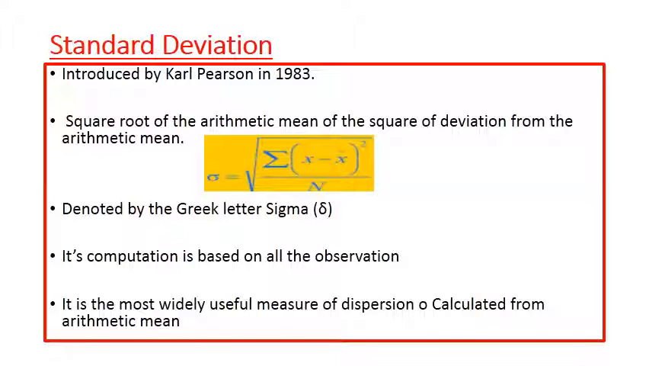It is the most widely useful measure of dispersion and is calculated from the arithmetic mean. So we measure standard deviation, we measure the deviations from the arithmetic mean, not median, not mode.